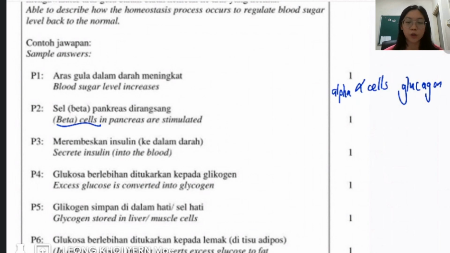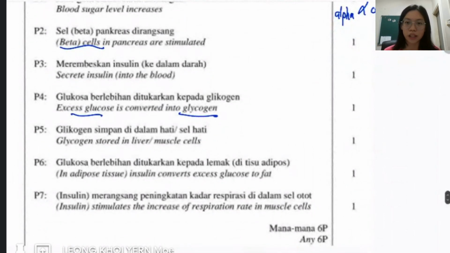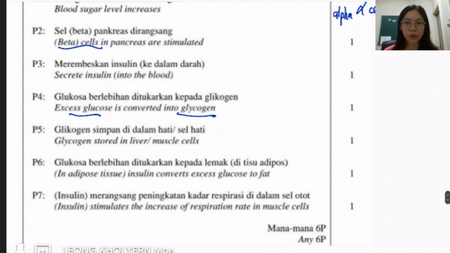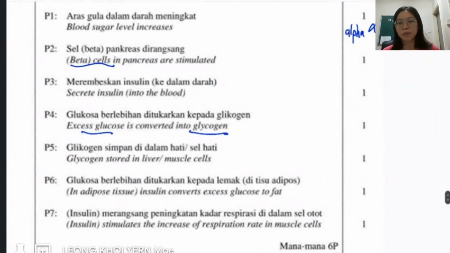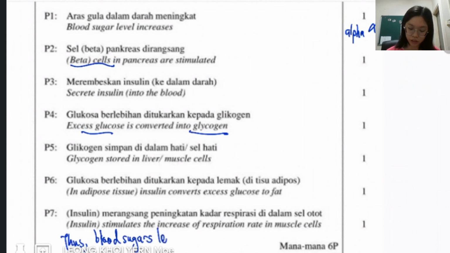They secrete insulin into the blood, so excess glucose is converted to glycogen. That's why the glucose level will drop, and glycogen is stored in the muscle cells. Insulin also converts the excess glucose to fat, and also stimulates respiration in the muscle cells. So, to answer the question, thus blood sugar level returns back to normal range.